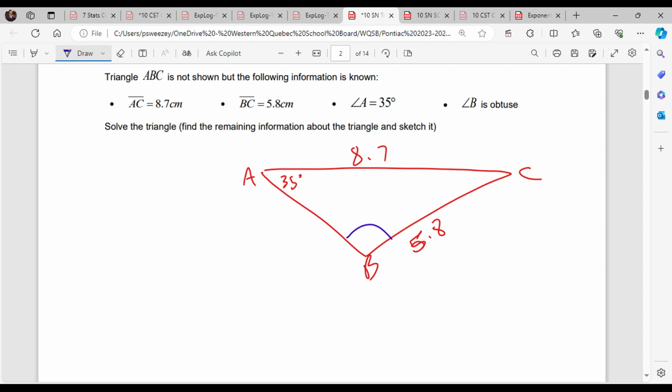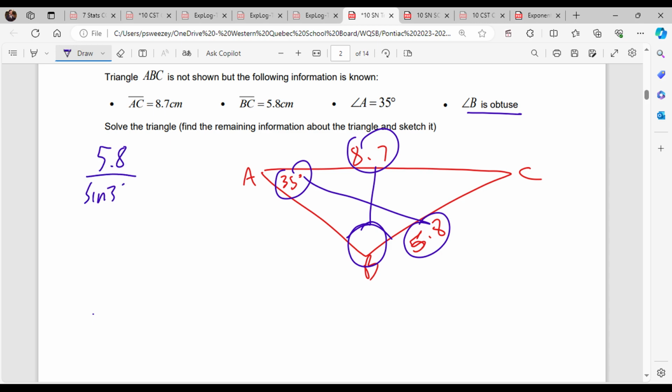When trying to figure this out, I know I've really got to just find angle B, and basically we can solve for B right away, but we know it's obtuse. They've added that in there. We're going to just use sine law to pair these off. So let's see if your sketching actually works. 5.8 over sine 35 is equal to 8.7 over sine B.